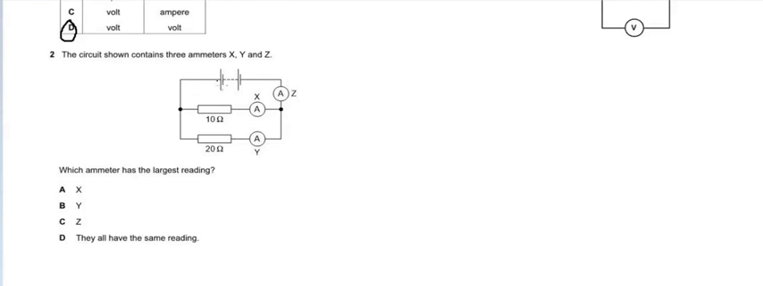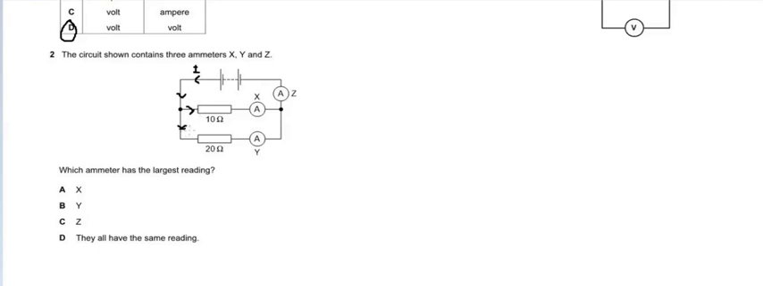So current is starting from the positive terminal of the battery. This is a battery, and current will start from here. It will move like this. So if I call this current I, what happens, there is a junction, and we know at the junction the current splits. So here some current will flow over here and some current will flow in this direction.